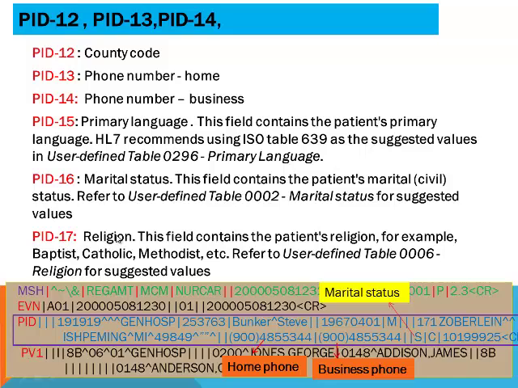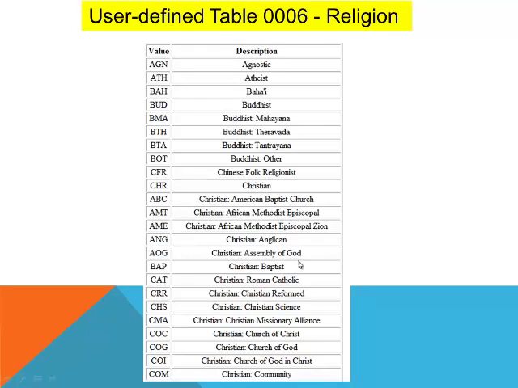So you also have the PID 17, that's religion. This field generally includes the person's religion, for example, Baptist, Catholic, Methodist, and so on. Generally, you can find these values from table 006. I just put part of this table here. Also, there are many other types.